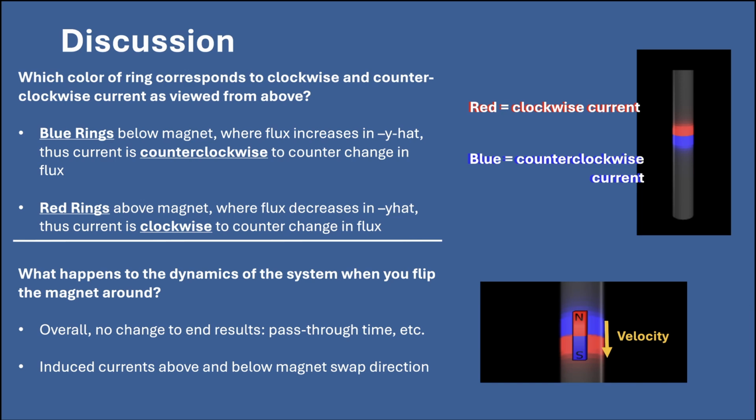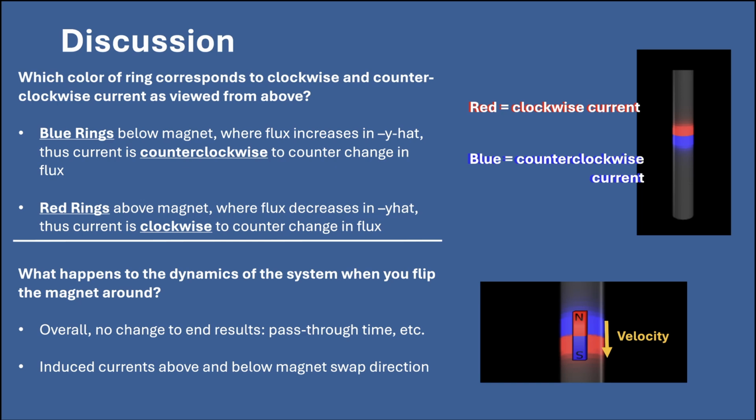Conceptual questions. Which color of ring corresponds to clockwise and counterclockwise current as viewed from above? The blue rings below the magnet represent a counterclockwise current, whereas the red rings represent a clockwise current. This is because as the magnet falls with the dipole moment in the negative y-hat direction, the rings below experience an increase in flux in the negative y-hat direction, resulting in a counterclockwise current to generate a magnetic field to counter the change in flux. Likewise, the rings above the magnet experience a decrease in the magnetic flux in the negative y-hat direction, inducing a clockwise current to counter the change in magnetic flux.